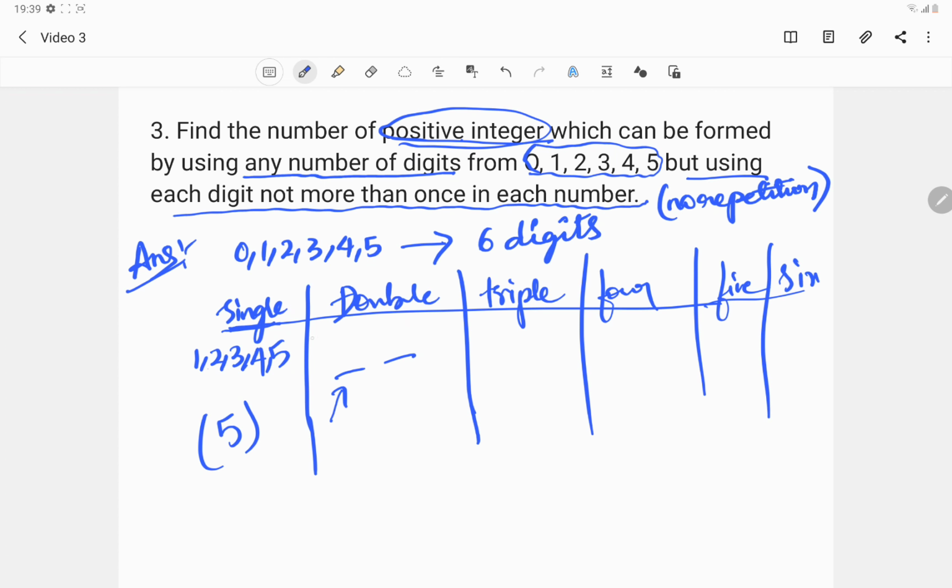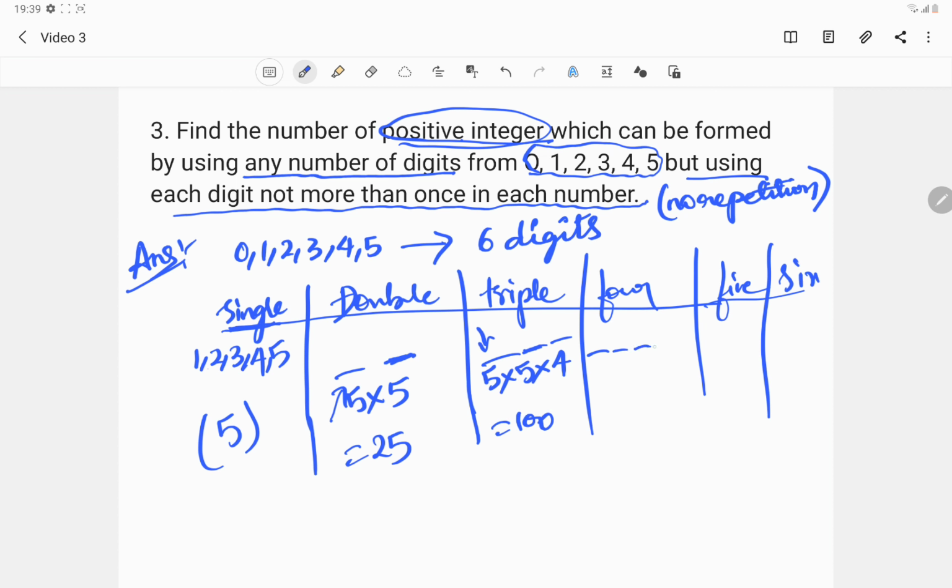For double digit, 0 cannot come here, so I have 5 choices. Next, here I can fill this particular place with any digit except the one already used, so another 5, so it will be 25. Triple digit, again 0 cannot come here, so I have 5 choices for this place. Again one of the digits is used out of 6, so I have another 5, and then here it is 4, so here it is 100.